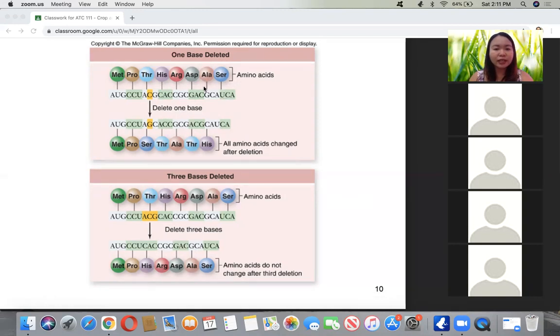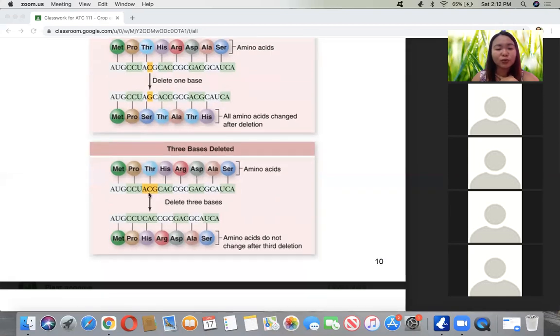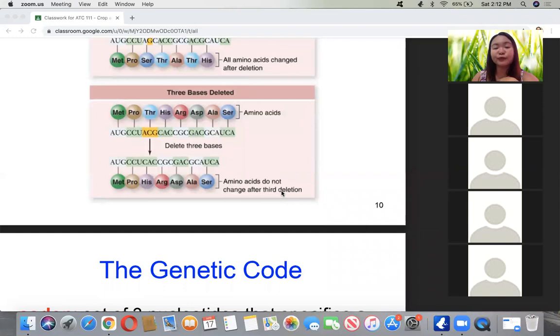So in this are examples of the amino acids, like methionine, histamine, arginine, aspirin, alanine, and methionine. So all amino acids change after the deletion of a base, like something C, no? And this is a one base and three base deleted. Like if you take the ACG, it becomes histidine, and then they do not change after the third deletion.